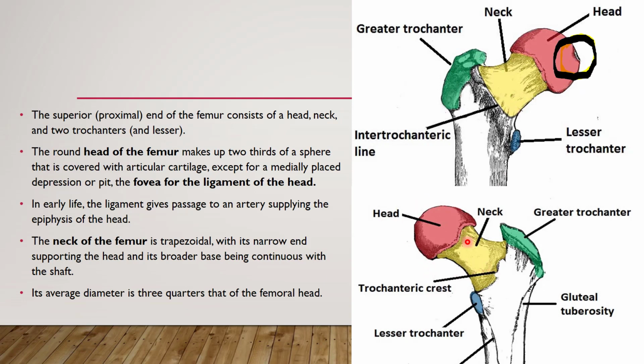See here, this is on the posterior side. Again we can see the head, then this is the neck, this is greater trochanter of the femur, and this is lesser trochanter of the femur.